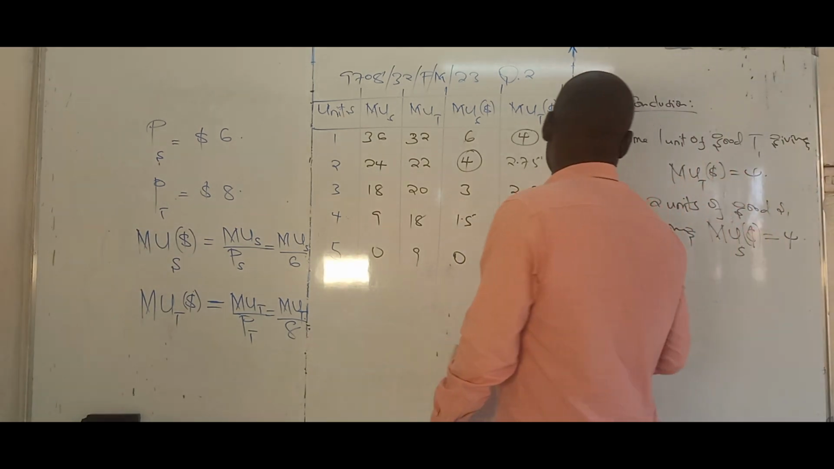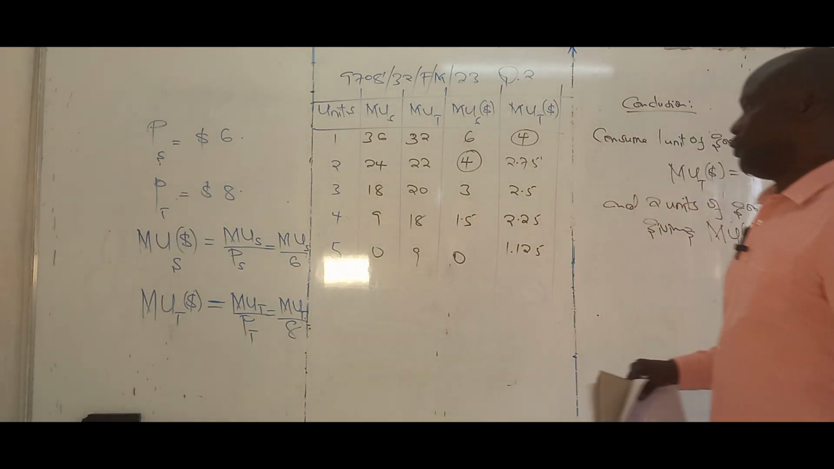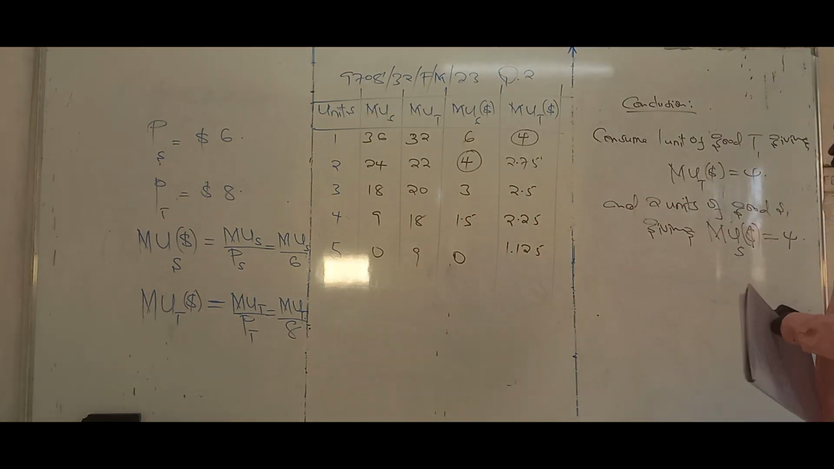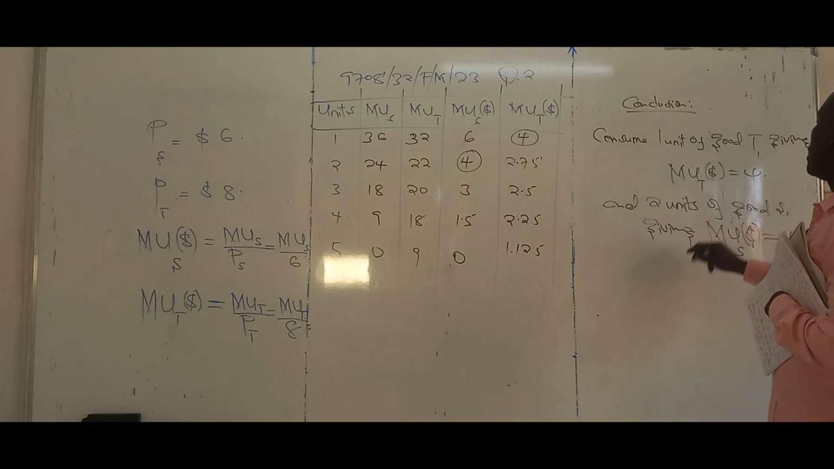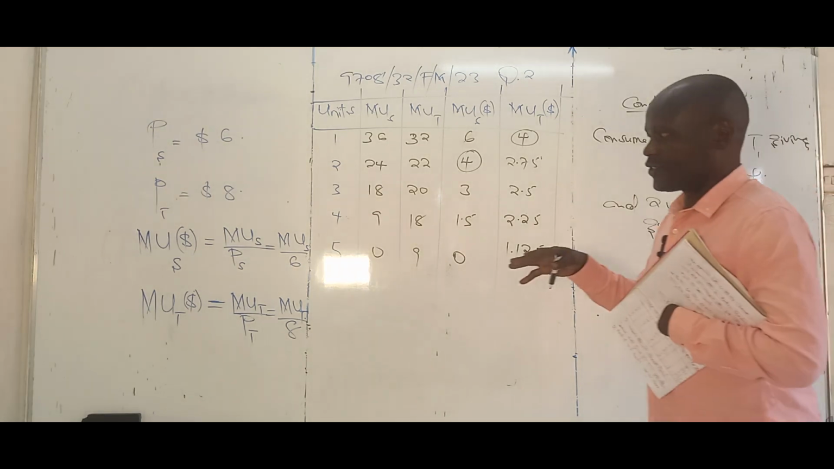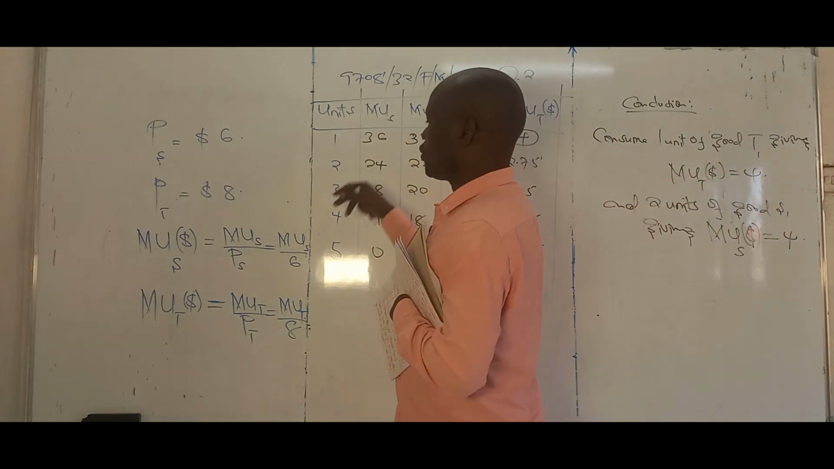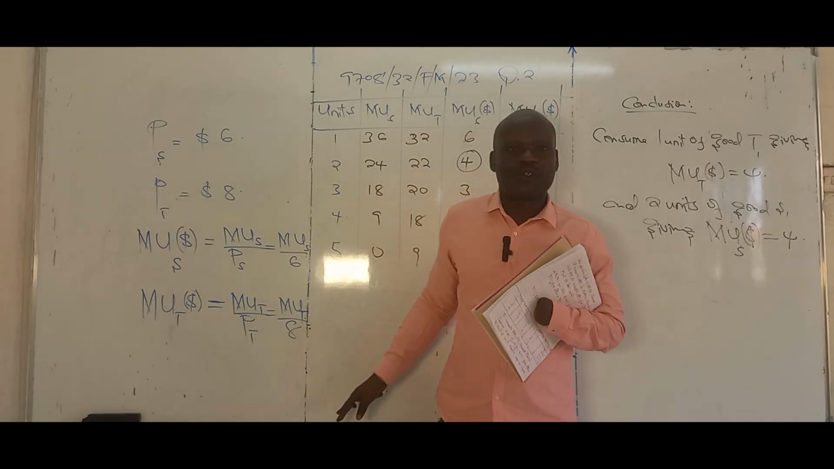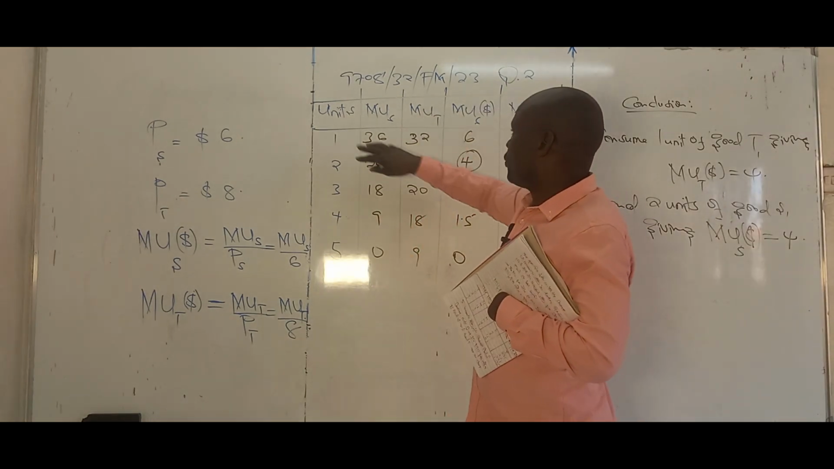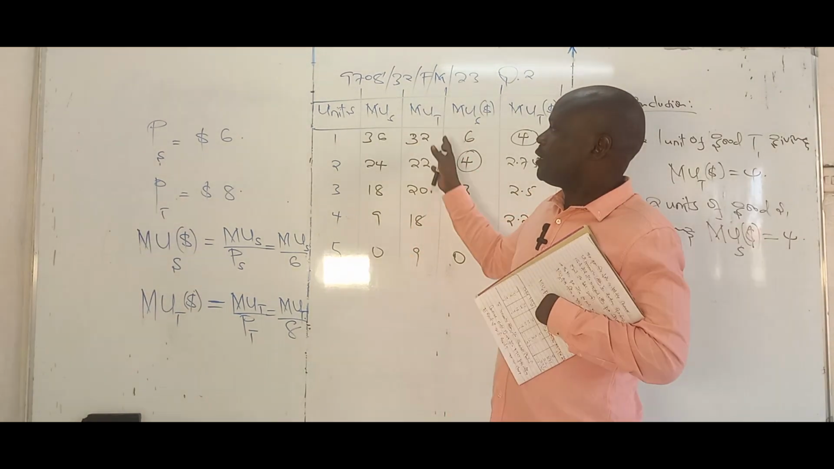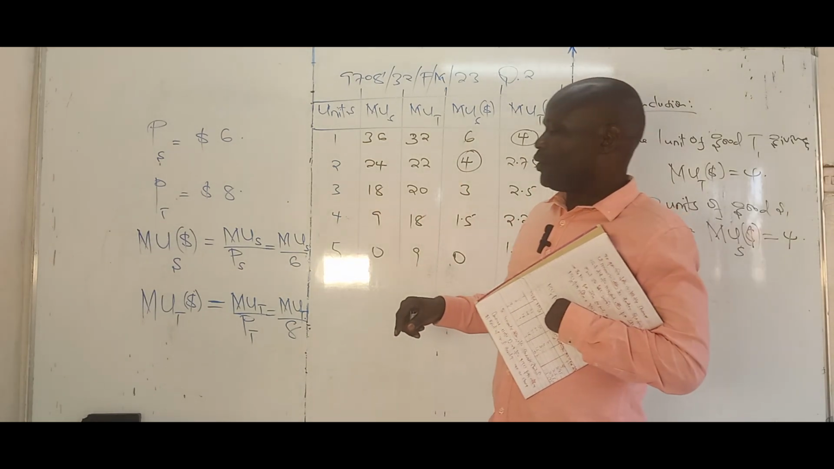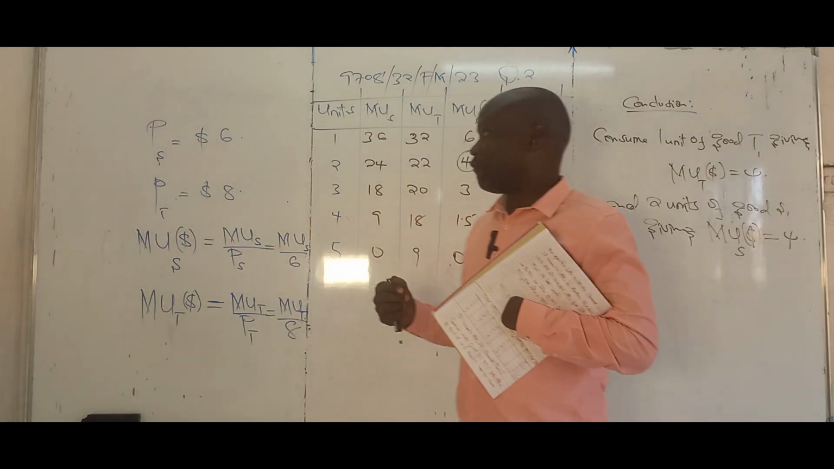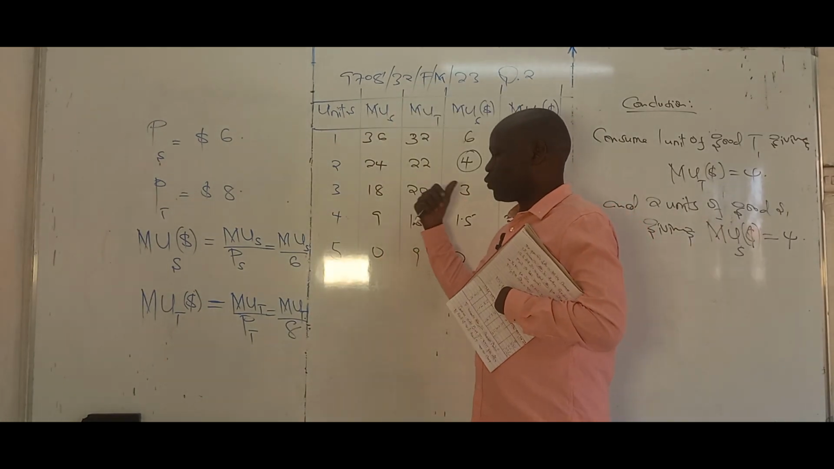So that becomes the answer, and you are supposed to pick the answer that corresponds to this particular combination: 1 unit of good T and 2 units of good S. That combination ensures that this particular consumer with this particular behavior gets maximum total utility out of consuming these two commodities.